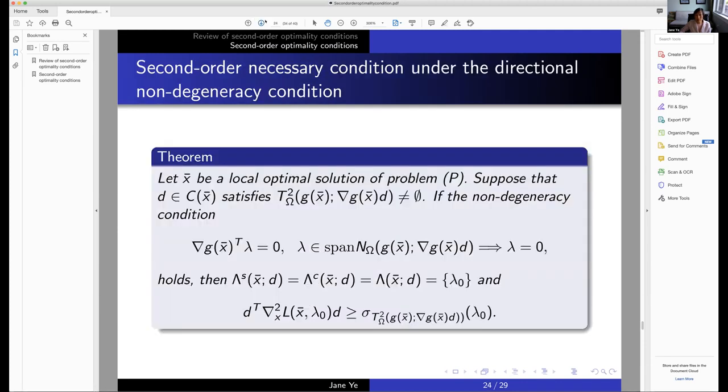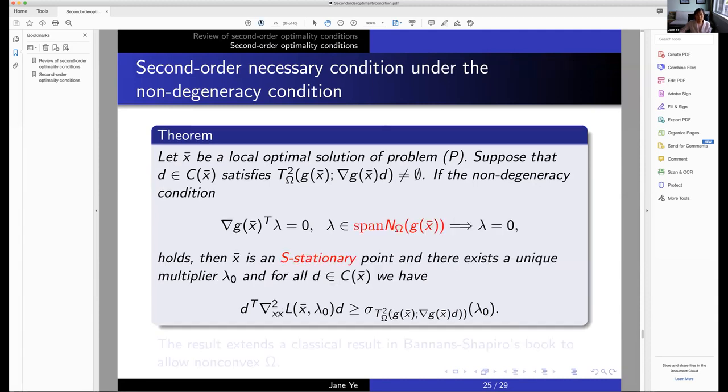Okay, so now we have some more conditions. Here we assume this non-degeneracy condition, where this is the span of the limiting normal cone. If this condition holds, then all the multiplier sets coincide and it's unique, and we have this second order condition in terms of sigma. So the result extends a classical result in the book to allow a non-convex set omega.